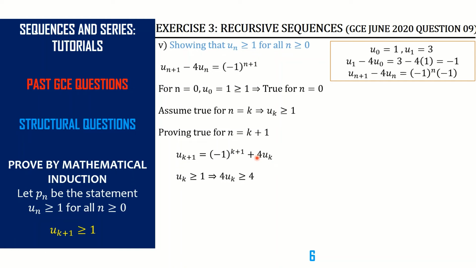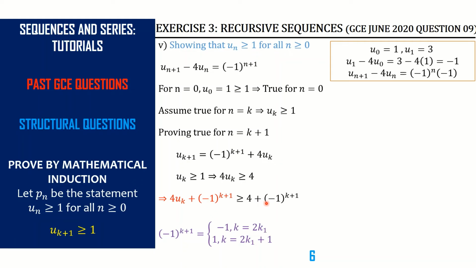So to get u of k plus 1, I will begin with what I know. I know information about u of k. It means that to get u of k plus 1, I will first multiply u of k by 4, and then add this term so that I get my u of k plus 1 directly. So u of k greater than or equal to 1, I multiply both sides by 4. I get 4u of k is greater than or equal to 4, and I add this on both sides, that is negative 1 raised to the power k plus 1. Adding it on both sides, we get this.